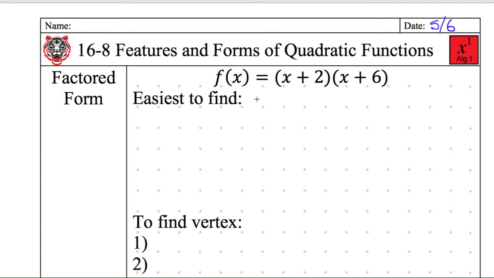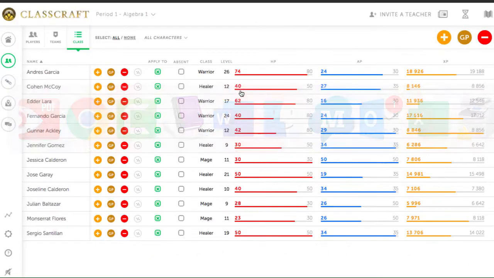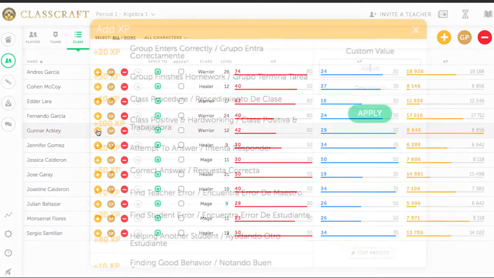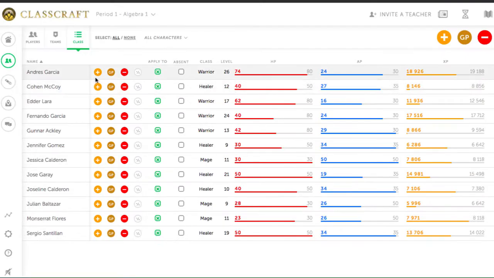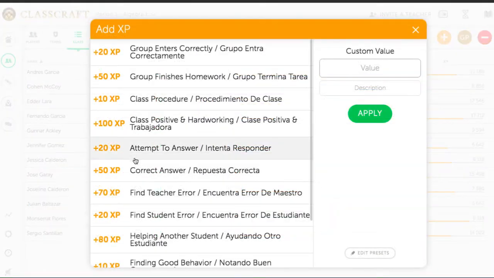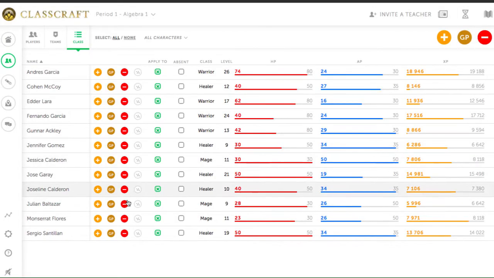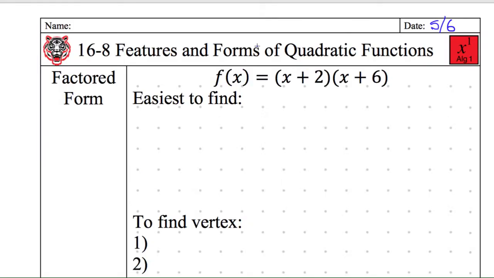Gunner. Y-intercept? Good guess, but no. X-intercept? You can't just keep guessing them, rattling them off. But good guess. Andres? The vertex. Good guess again. It's the other one, Fernando. X-intercept? It is the x-intercept. Thank you, Fernando. All right, everyone write down x-intercepts.